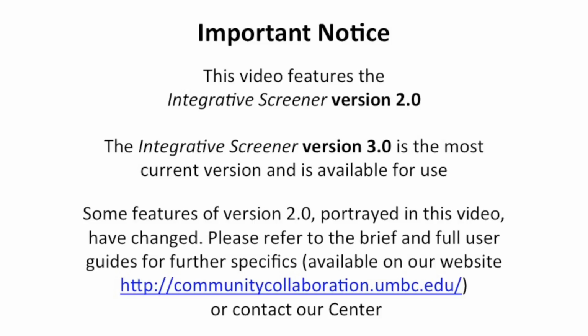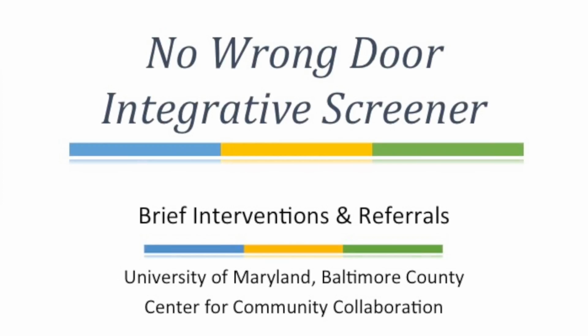This video features the Integrative Screener version 2.0. The Integrative Screener version 3.0 is the most current version and is available for use. Some features of version 2.0, portrayed in this video, have changed. Please refer to the brief and full user guides for further specifics, available on our website, communitycollaboration.umbc.edu, or contact our center.